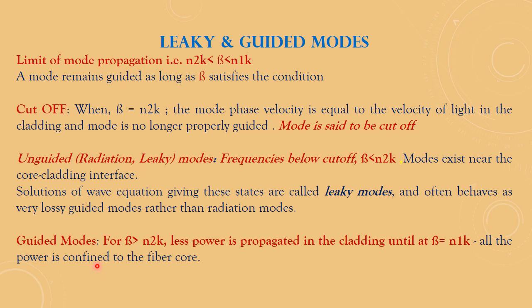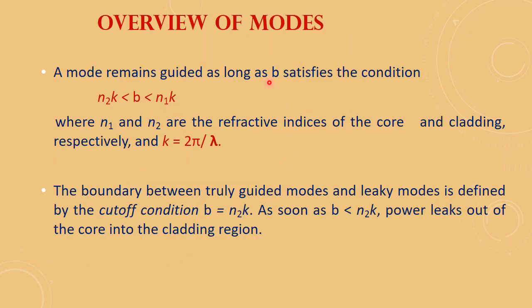So next come guided modes. As I told you, for beta greater than N2K, less power is propagated in the cladding until beta is equal to N1K. So all the power is confined to the fiber core, and we can call it a guided mode. So the conclusion is that for the guided mode, the light ray that has to propagate through the core, the condition is that N2K should be less than beta and N1K should be greater than beta. Only when this condition is satisfied will guided modes propagate in the fiber. So this is an overview of modes.